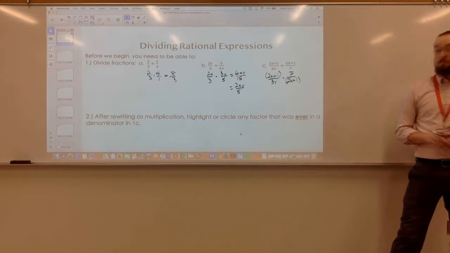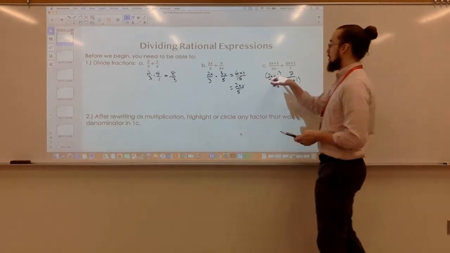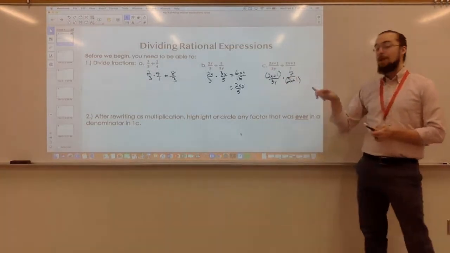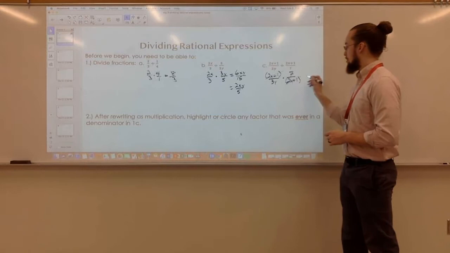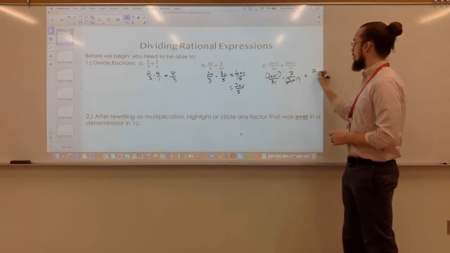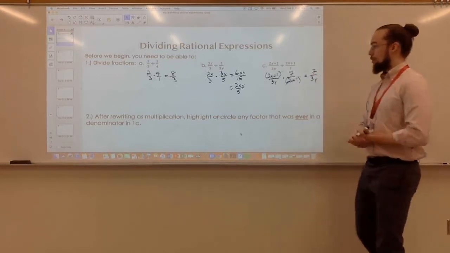Don't those cancel out? Yep. This 2x plus 1 and this 2x plus 1 will cancel out. Right? Because one's in the numerator, one's in the denominator. So I'm just left with 7 over 3y.